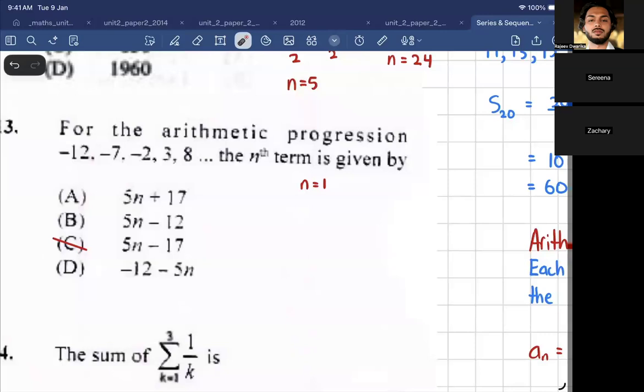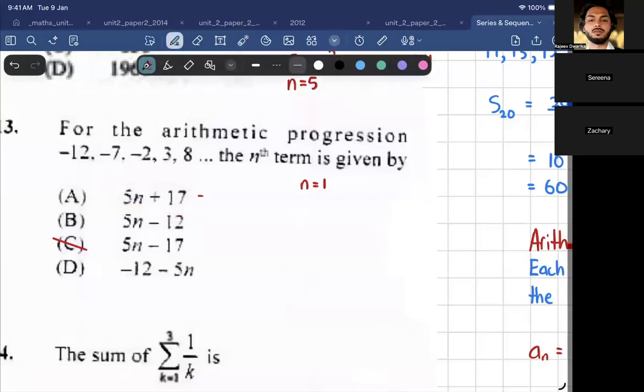-12. Right. So when n is equal to 1 and I plug it into these answers, I'm supposed to get -12. Zachary, when I put 1 into this, am I getting -12? No. Or again, 5 plus 22, that can't be correct. Okay, what about this one? You will get -7. That is wrong as well, because we're looking at the first term. What about this? Yes, so you get -12.